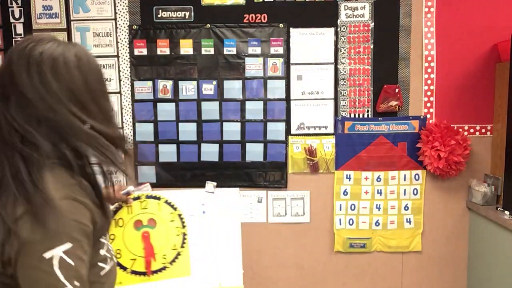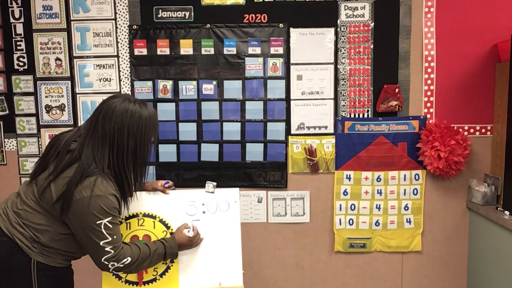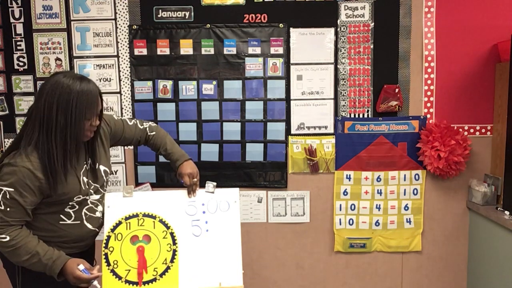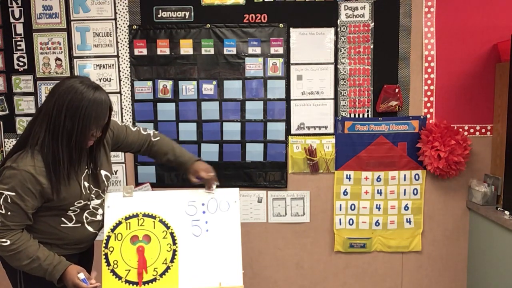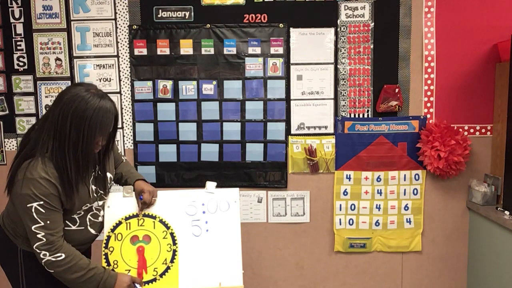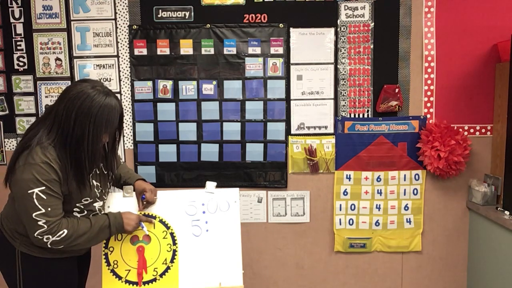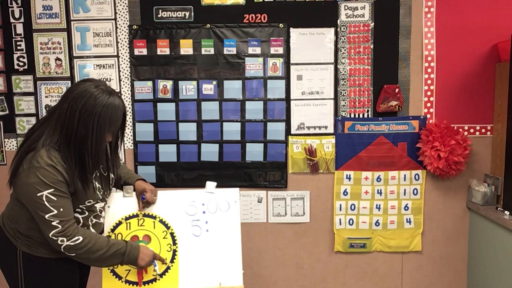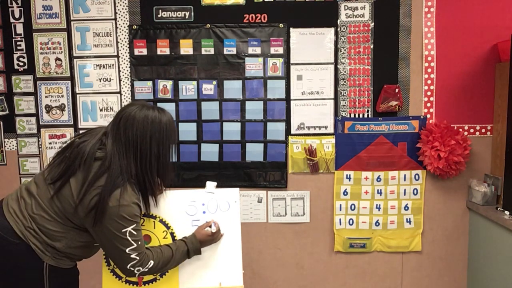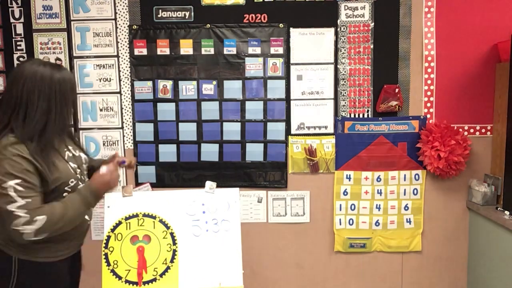Let's write it. Okay? So I'm going to write 5. I have to put my colon because it separates the hour from the minutes. And if you count around, counting by fives, you will get to 30. Watch this. 5, 10, 15, 20, 25, 30. It is 5:30. That's how you write it on the clock.